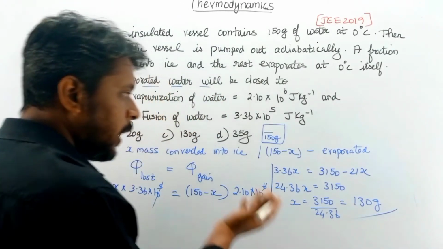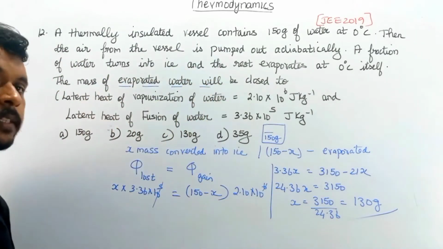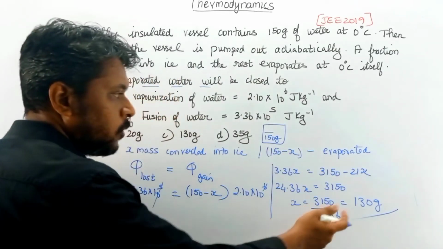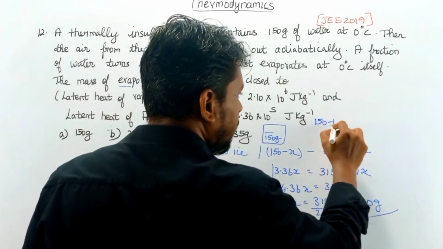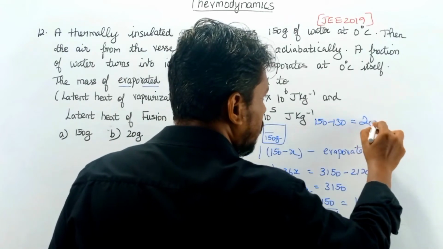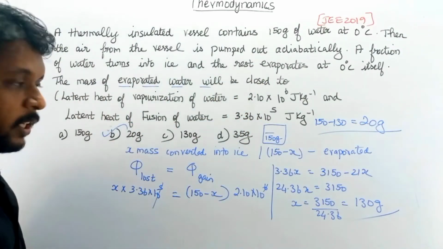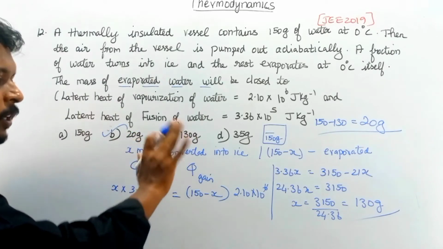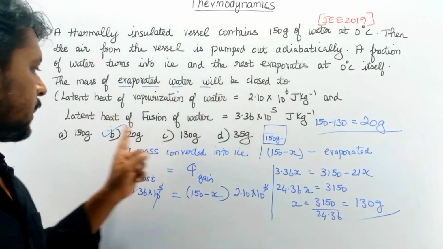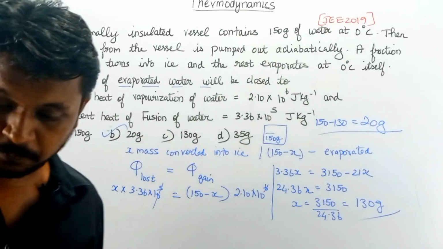So we want only the mass of water evaporated. So that is 150 minus x. So 150 minus 130 will be 20 grams. So option B is the right answer. See, here we are also having 130, so you should not get confused. The correct answer is 20 grams.